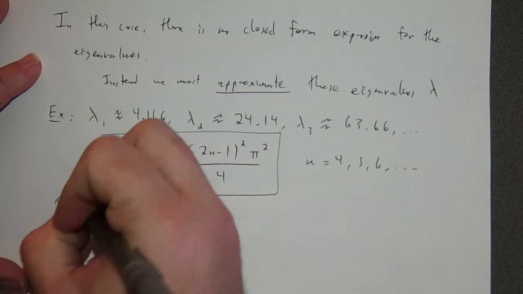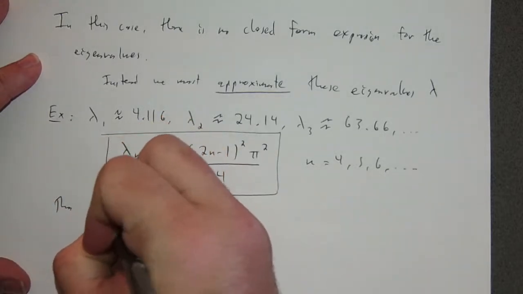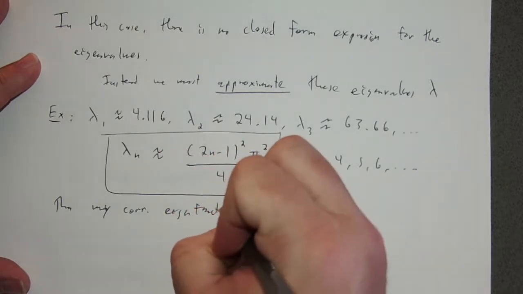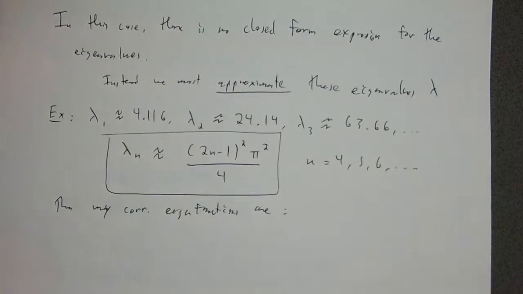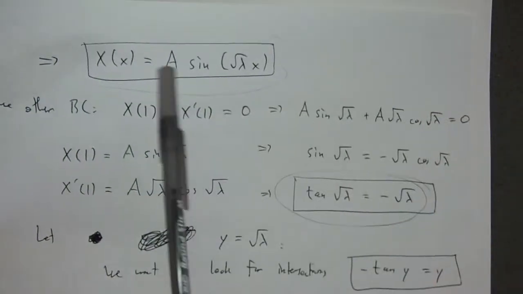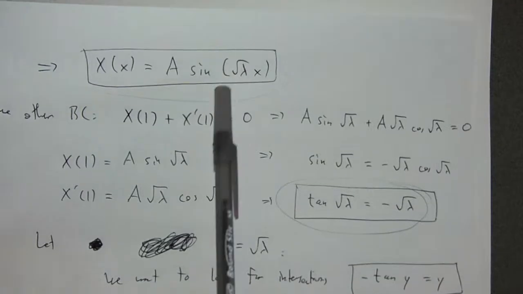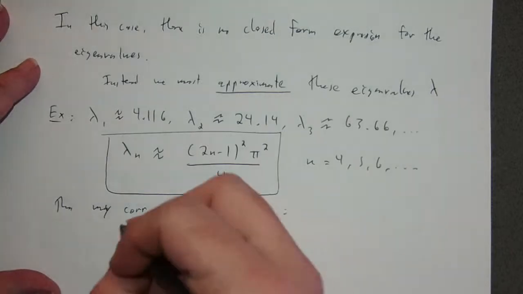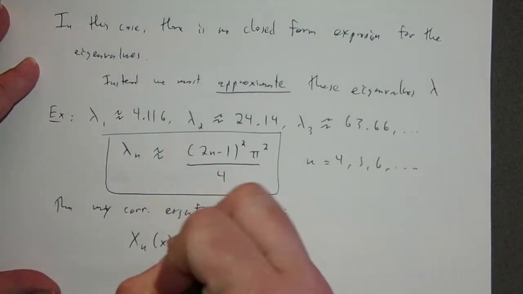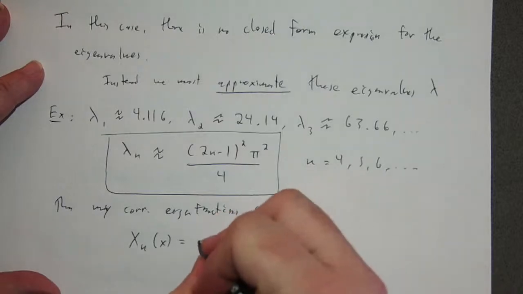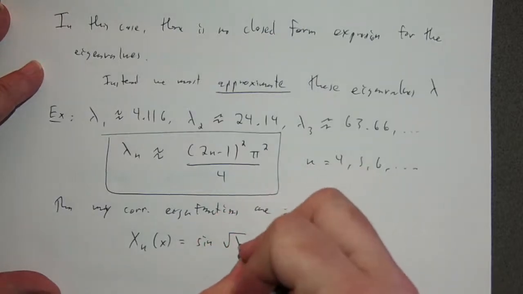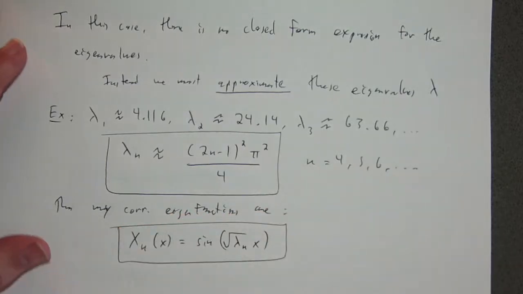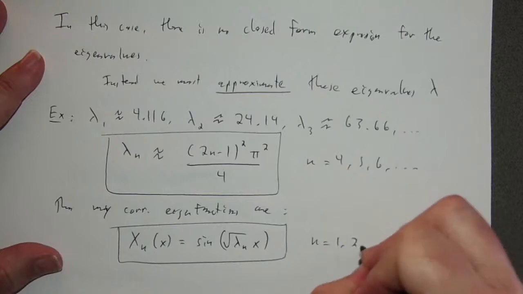Then my corresponding eigenfunctions, well, we found what those are. My corresponding eigenfunctions are a sine of square root lambda x. So I can choose a to be 1 here. I don't care. So x sub n of x is sine of square root of lambda n times x. That's for n equals 1, 2, 3, and so on.